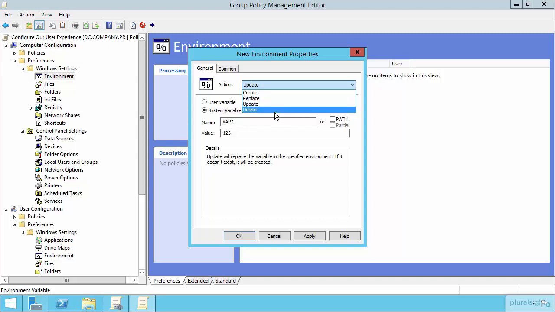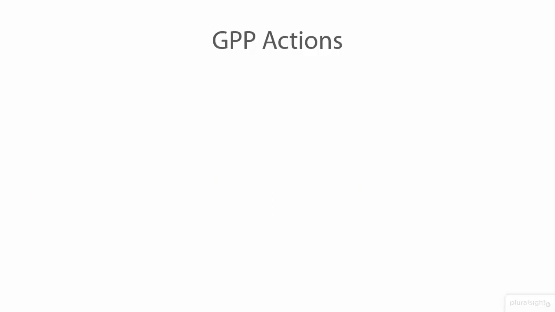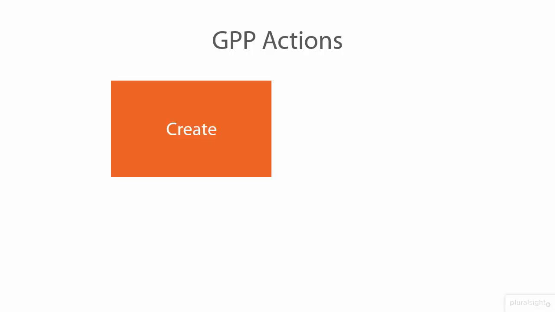Now, these 4 here have very specific meanings. So let me bring up a little screen that I can show you what the 4 are, which also gives me an opportunity to explain why we have 4 different options for configuring these preferences. The very first item here is create. In the case of create, if the setting doesn't exist for this user, then go ahead and create that setting. So if the environment variable that you're attempting to create does not exist, then go ahead and create it.